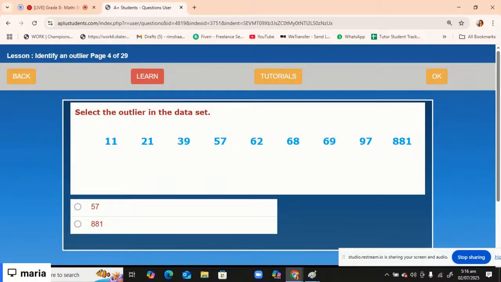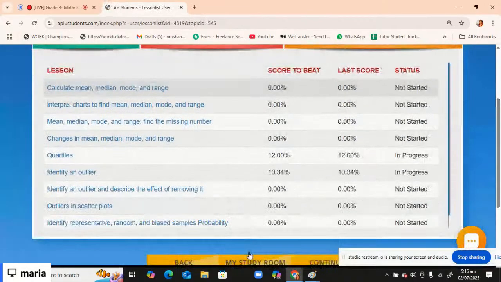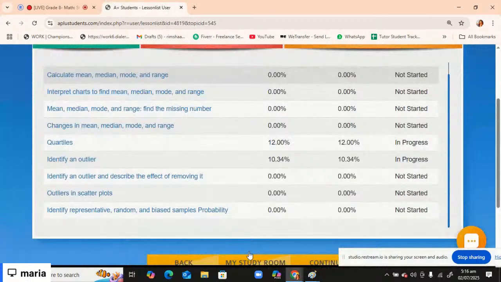Okay, hope you guys understand this lesson as well. So, now let's start the next. This is a very easy lesson. Identify an outlier and describe the effect of removing it.